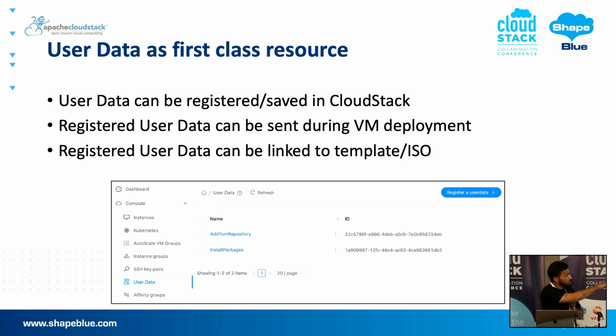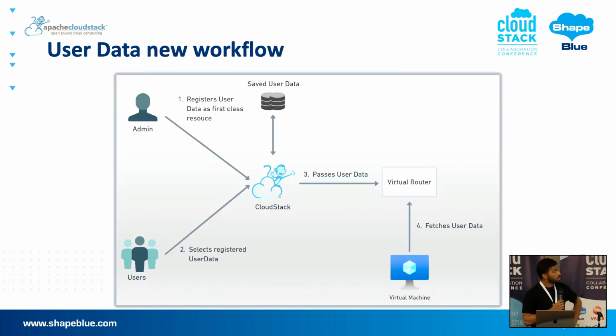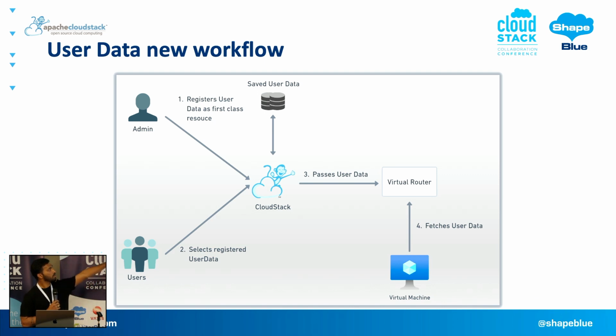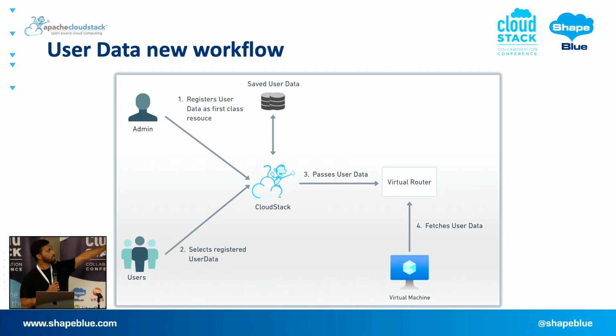If you can see, under the compute section, we have a new subsection for user data. This is the new workflow, but it still looks the same. The right part of CloudStack is still the same: it will pass the user data to the VR, and the instance will fetch it. What has changed is the left side, where admins or users can register the user data inside CloudStack, and it will be saved. Users will select the registered user data, and CloudStack will take care of reading the user data from the database and passing it to the VR.